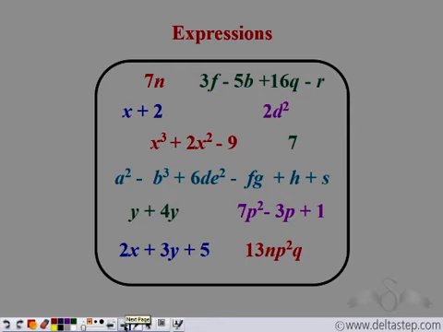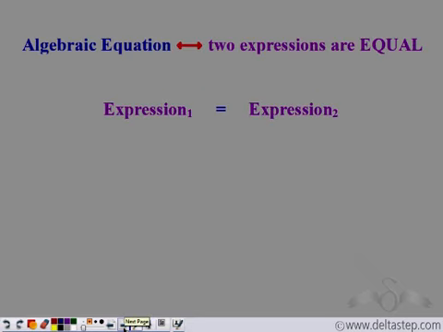Now you have already learned expressions. So these are different types of expressions. When two expressions are equal, an algebraic equation is formed. So if expression 1 is equal to expression 2, we can represent it in this manner, and this is an algebraic equation. So when two expressions are equal, we can represent it using an equation.